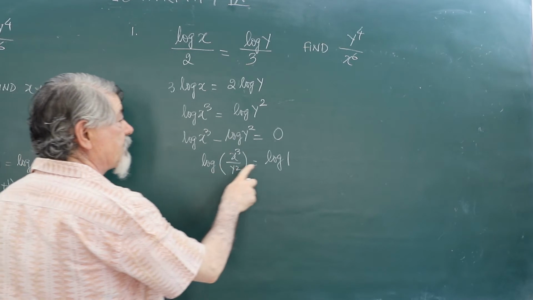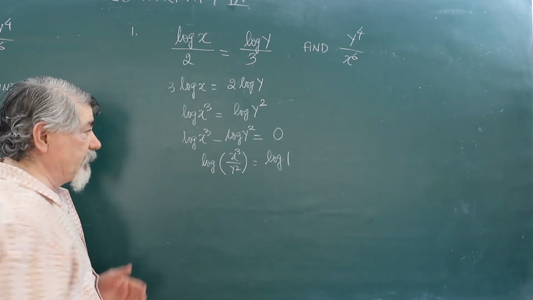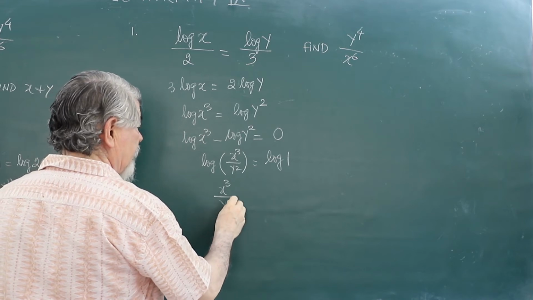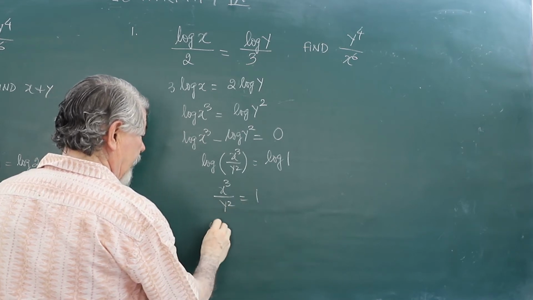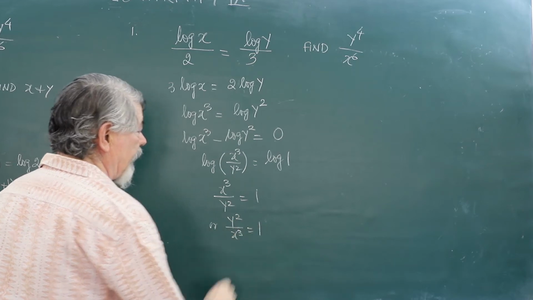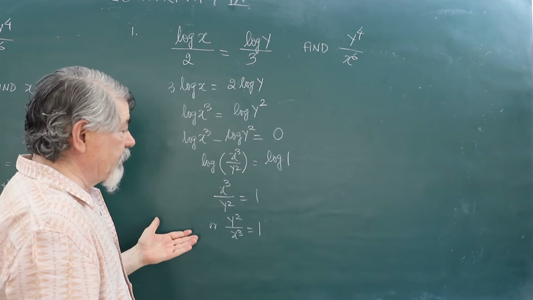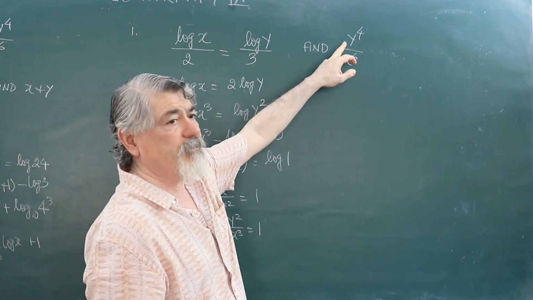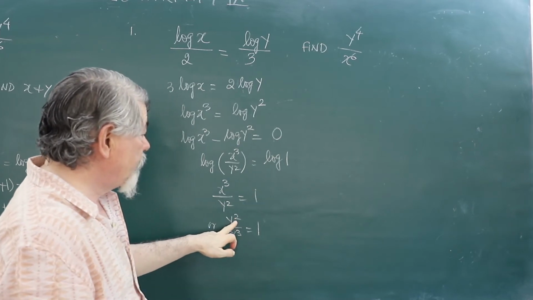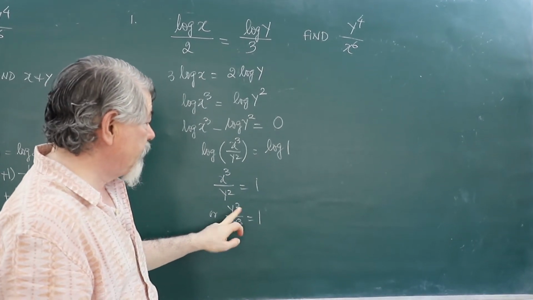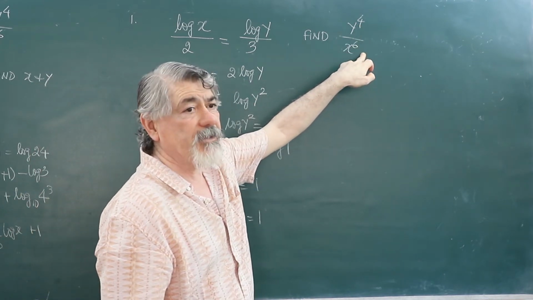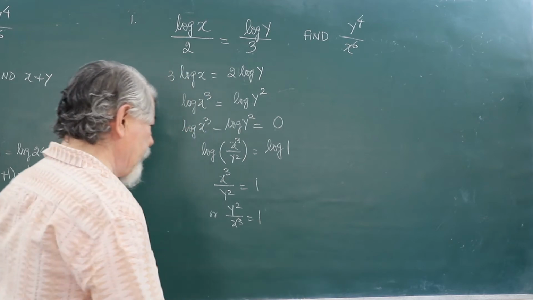Now when single logs are there on both sides, we can remove the log. We will get x cube upon y square is equal to 1. Or I can say y square upon x cube is equal to 1. Why have I changed the numerator and denominator? Because I want the answer in terms of y upon x. But I have got to the power 2 here and to the power 3, and I want to the power 4 and to the power 6. So I'll square both the sides.